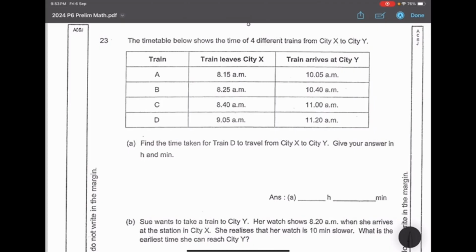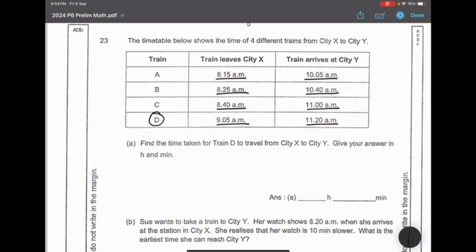Alright, moving on to the next question, question number 23. The timetable below shows the time of 4 different trains from city X to city Y. Alright, so we have 4 trains, A, B, C, and D. Now let's look at A. Find the time taken for train D, this one over here, to travel from city X to city Y.